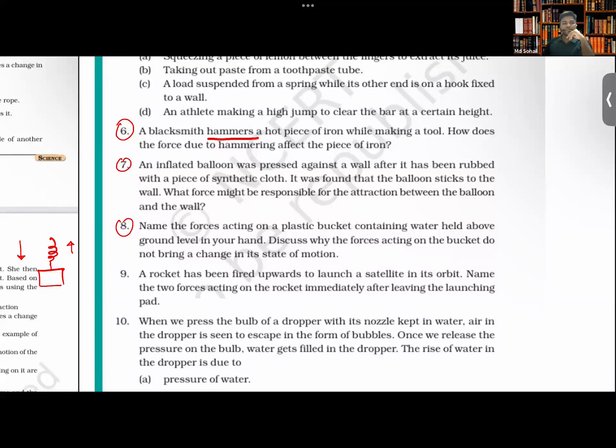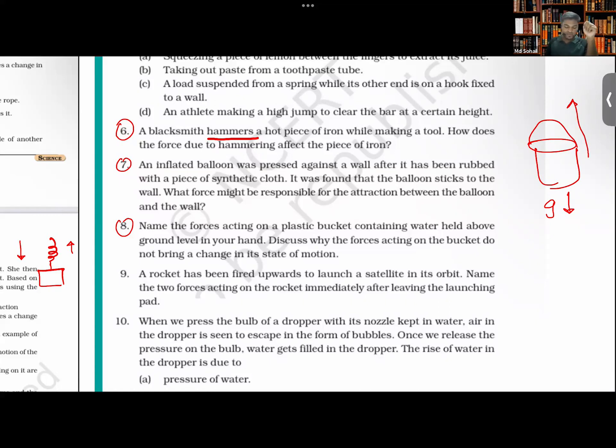Okay, Arhan, see question number 8. The force acting on a plastic bucket containing water held above ground level in your hand. Why do the forces acting on the bucket not bring a change in its state of motion? Due to gravitational force and muscular force. Gravitational force is acting downwards and muscular force is applied by our hands. Very good. Force of gravity is pulling it downward while our muscular force is holding it. That's why the motion is not changing. It is at a stationary position, so there is no change in the state of motion of this bucket.